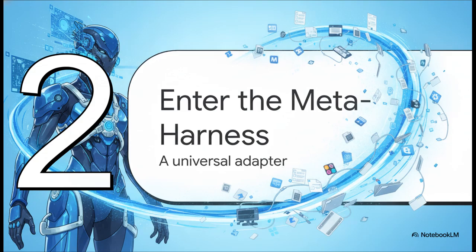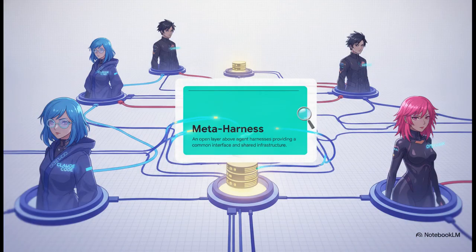Which brings us to Section 2. Enter the meta-harness. This concept fundamentally redefines the architecture we've been using. A meta-harness, like Omnigent, is an open software layer that sits directly above all those existing isolated agent harnesses. It provides a common interface and shared infrastructure.